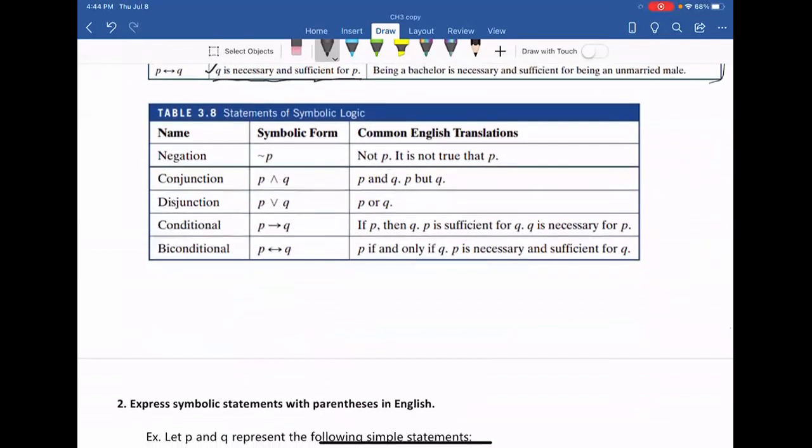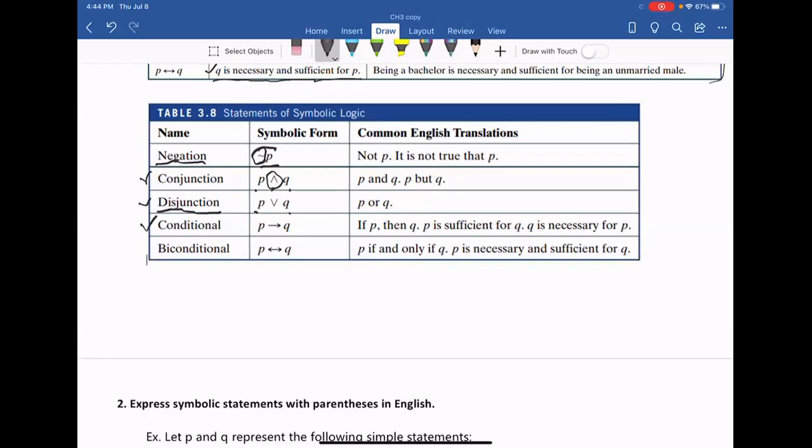The table of statements of symbolic logic. Here, the negation, we use this symbol to express negation of a statement. That means not P. Conjunction, we use this symbol, means and. That means P and Q. You can also say P but Q. Another one is disjunction, P or Q. That means it's P or it's Q.